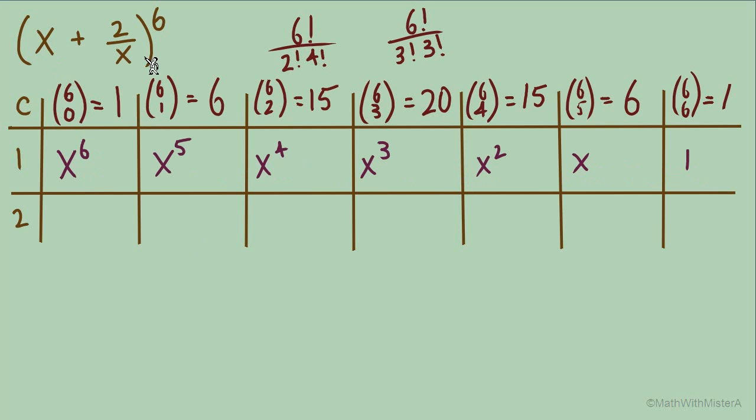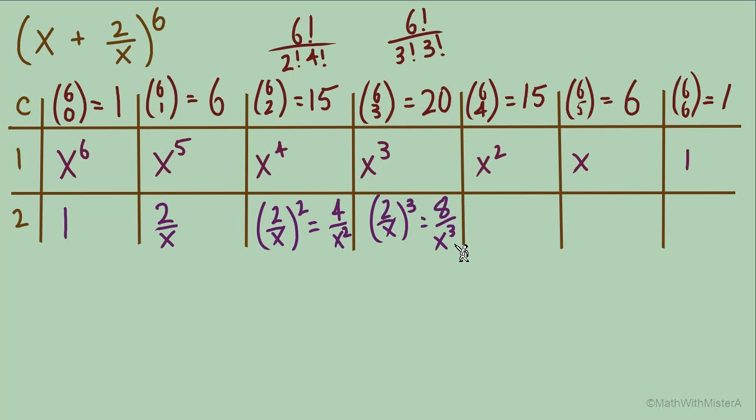Now the next row is from a 2 over x, so I'll be a little bit more cautious here. I know it's going to start with a 1, and then we have 2 over x to the 1st, 2 over x to the 2nd. I'll keep that entire quantity in parentheses. And let's go ahead and simplify right now. 2 to the 2nd would be a 4 in the numerator, with x to the 2nd in the denominator, 4 over x squared. Next quantity, 2 over x to the 3rd, that becomes an 8 over x cubed.